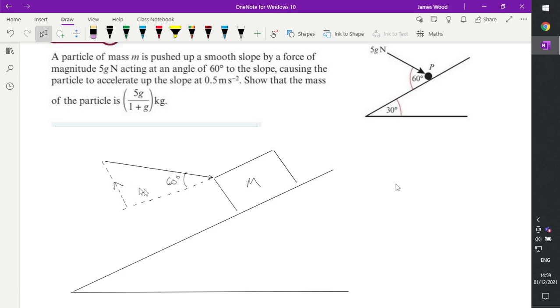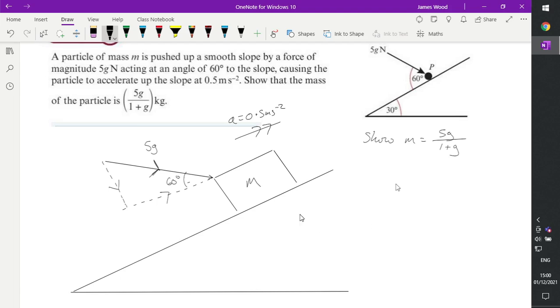One which is perpendicular to the slope, and one which is parallel to the slope. Because if this force is coming in that direction, the force must be this way and then up the slope. And it's got magnitude 5g. It also tells us that the particle accelerates up the slope, so this way, with an acceleration of 0.5 meters per second squared. And we've got to show that m is equal to 5g over 1 plus g.